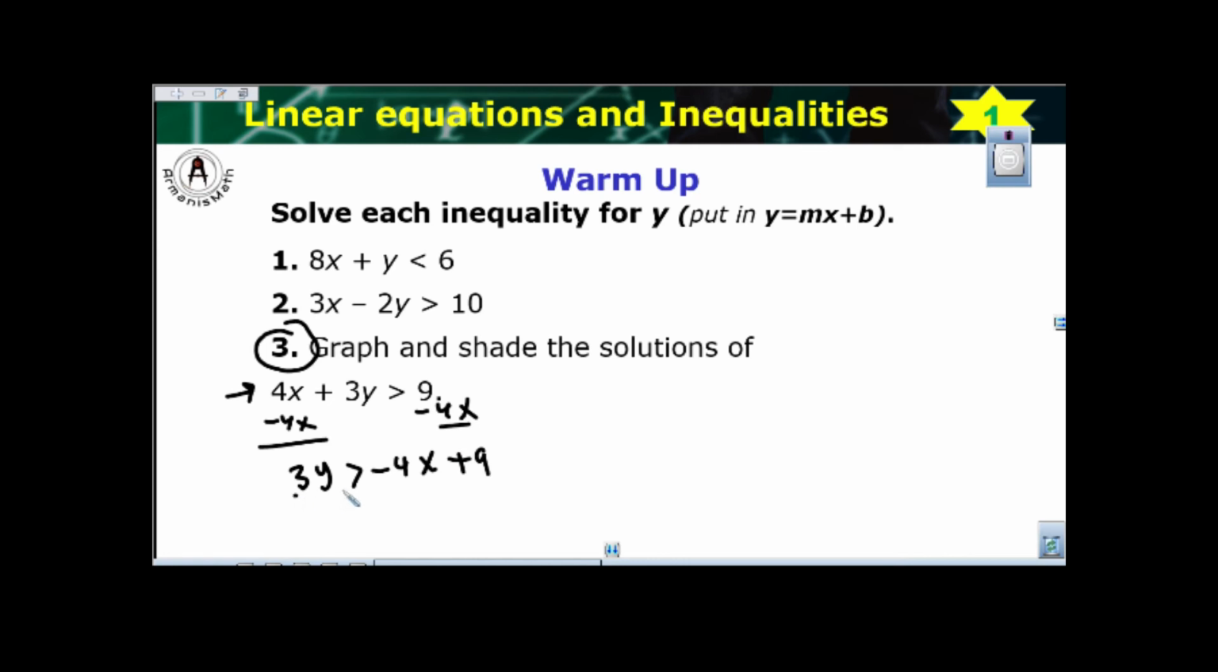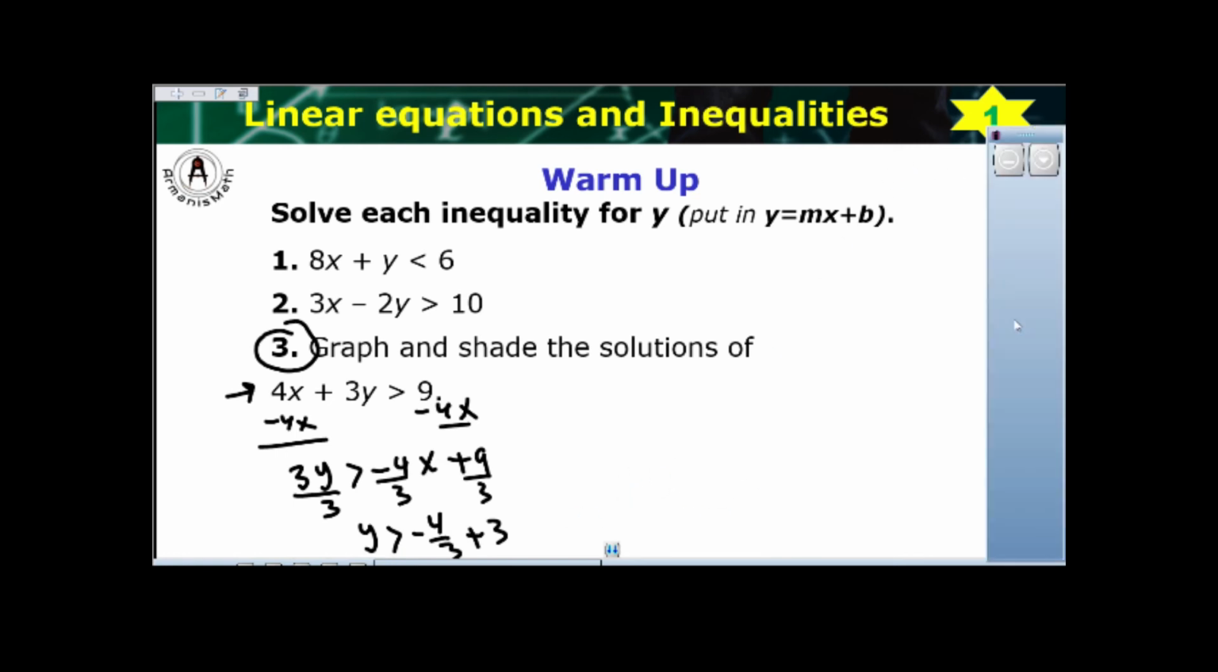I will divide everybody by 3. I'm going to end up with y is greater than negative 4 over 3 x plus 3. Please keep this in mind as I go to the shading part of my solution. I need to shade, obviously. This is not an equation. This is an inequality, and to solve an inequality, you've got to shade. That's part of solving an inequality.